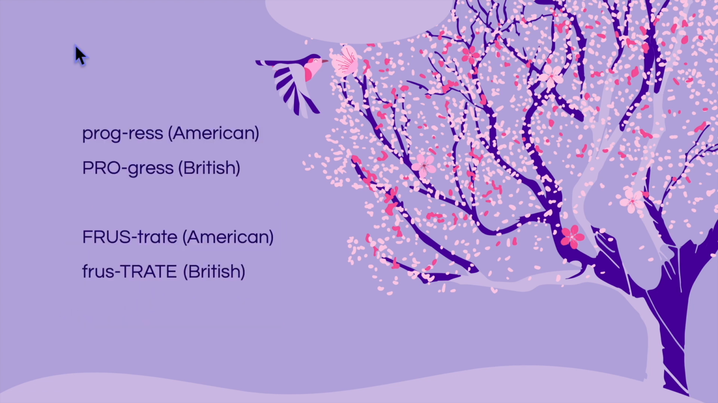Another word with a difference between American and British English is the word progress, which in American English has a short O sound, whereas the British pronounce it progress with a clear long O sound. Also, we have the word frustrate in American English with a short U sound. My understanding is that the British say frustrate, where the second syllable is accented or said a little louder.